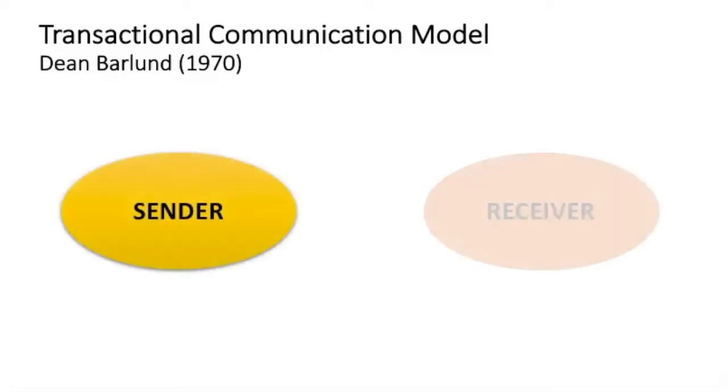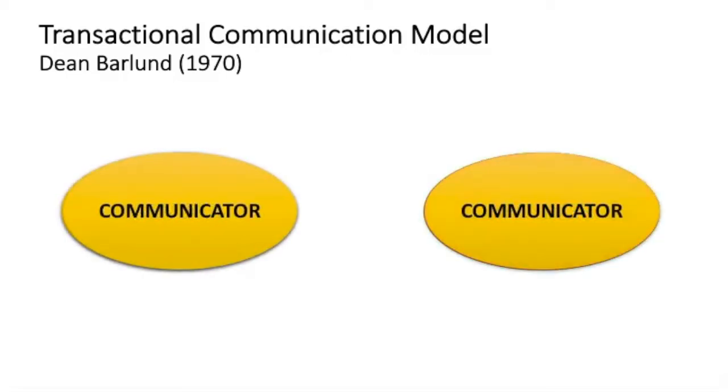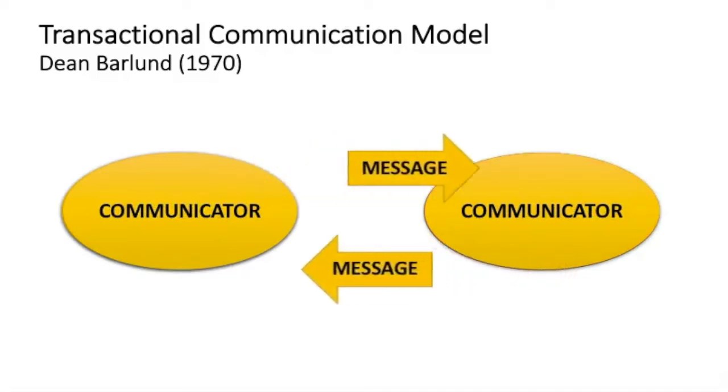This draws upon the transactional model of communication proposed by Dean Barnlund in 1970. This model assumes that in a given communication exchange, it's actually very difficult, if not impossible, to identify a clear sender and receiver. Rather, both are communicators, and both are constantly sending messages back and forth.